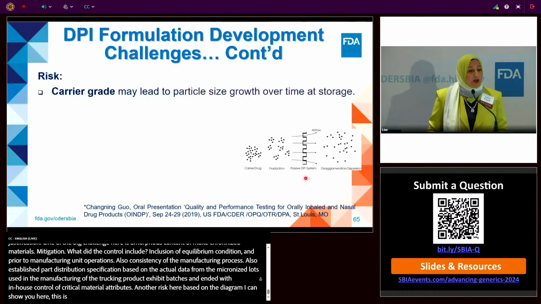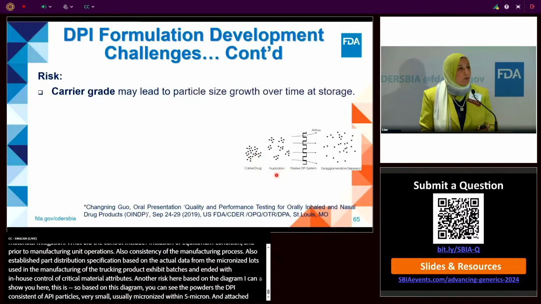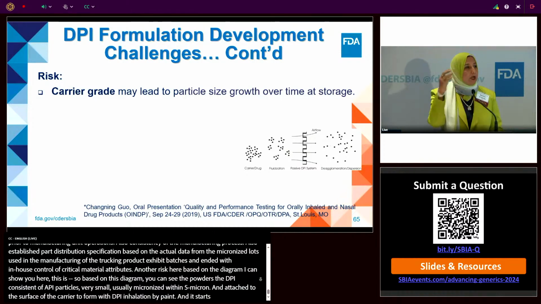Based on this diagram, you can see the DPI powders consist of API particles that are very small, usually micronized within 5 micron, attached to the surface of the carrier to form agglomerates. This agglomerate is fluidized once it is subjected to the airflow with the passive DPI, by the patient's inhalation. It starts to de-agglomerate, dispersing the API particles out of the surface of the carrier to be inhaled into the site of action.